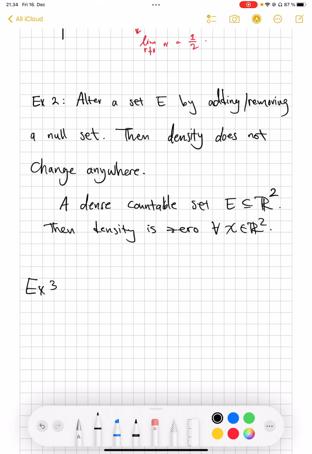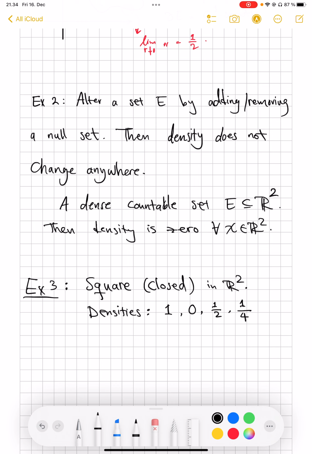The next example, I won't even show you the calculation. The closed square in R2: there you get 4 different behaviors. The possible densities are 1 if you are in the interior, 0 if you are in the complement. If you're along the interior of the edges, you get 1/2, and if you're at the corners, you get 1/4.